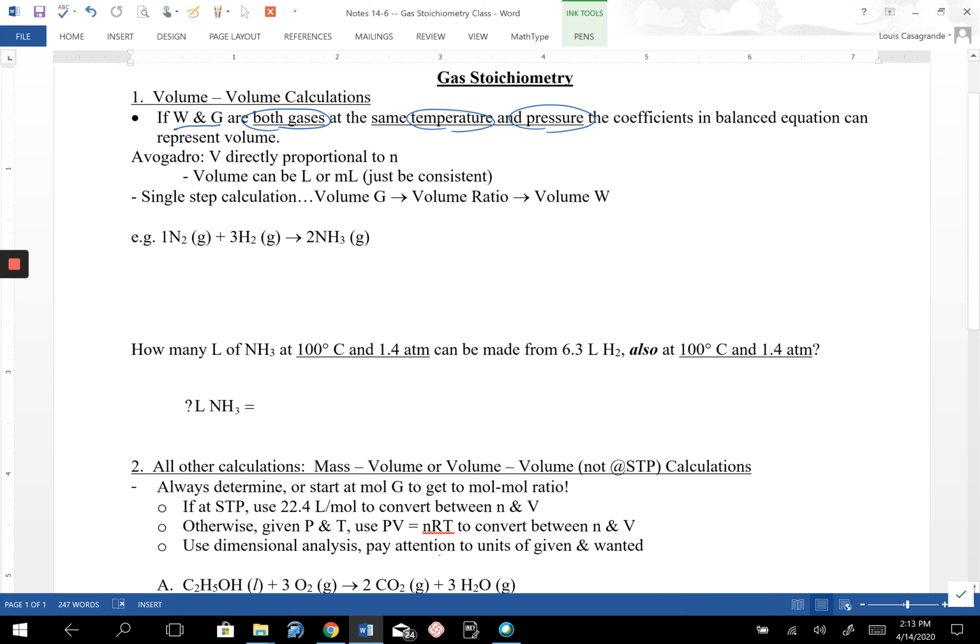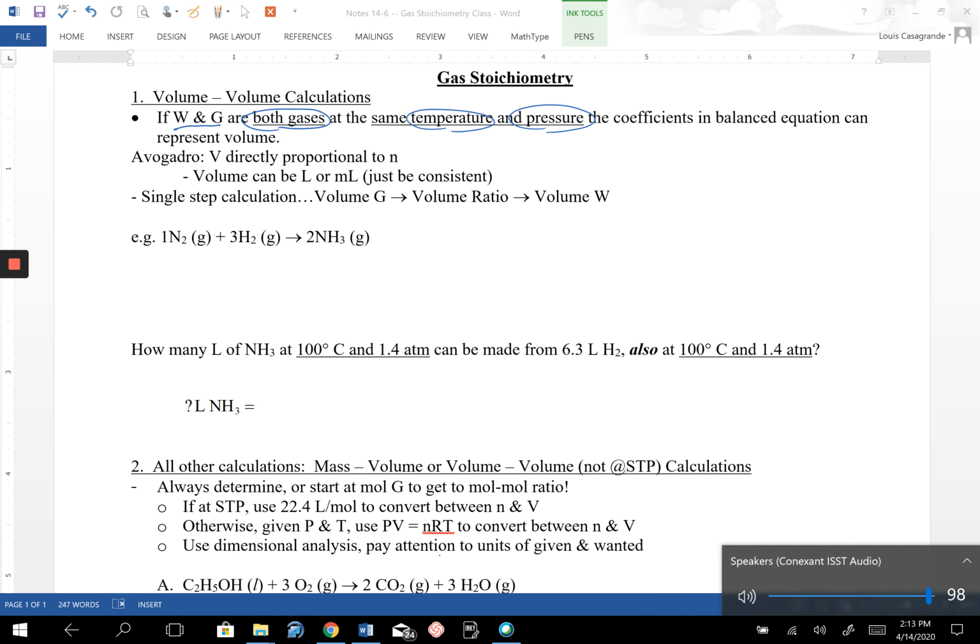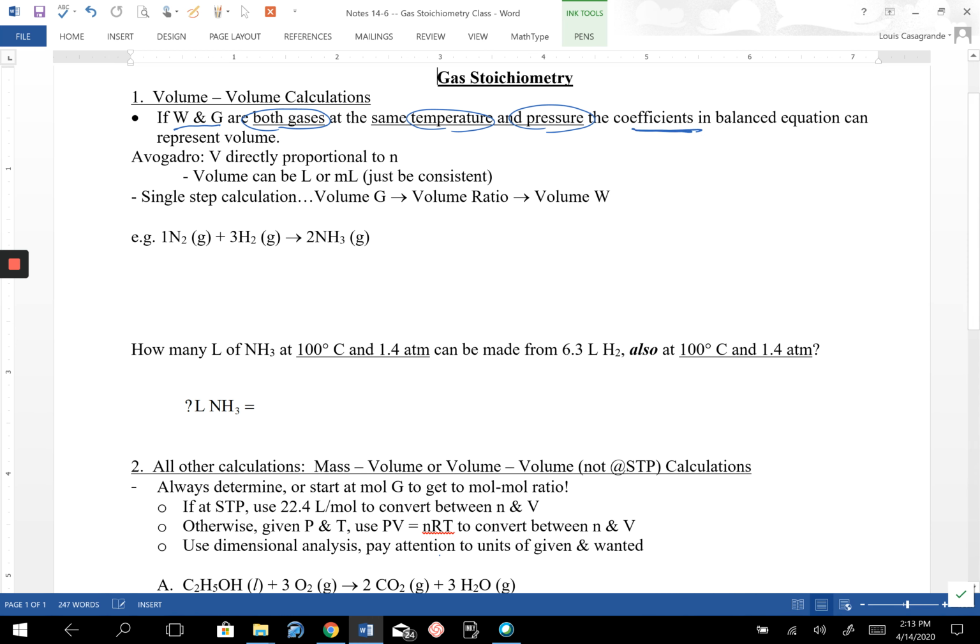When that happens, according to Avogadro's principle, the coefficients in the balanced chemical equation can then also represent the volume. And this is because, according to Avogadro's principle, the volume is directly proportional to n. So if everything's at the same temperature and pressure, the volume and the number of moles are essentially the same ratio.